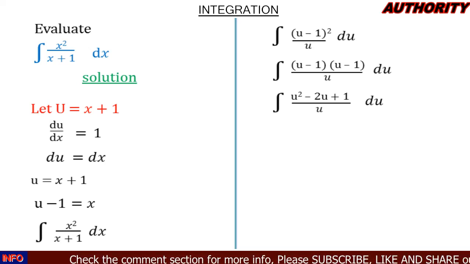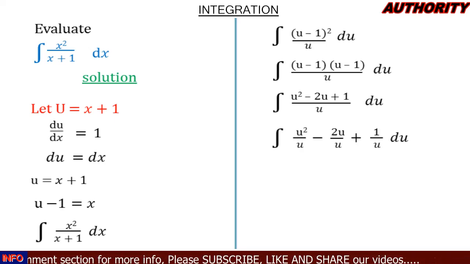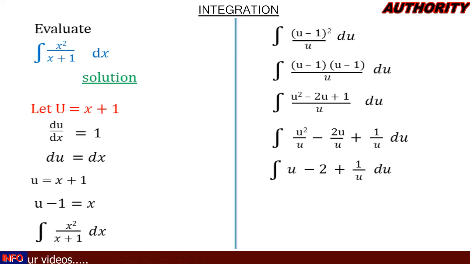Splitting it into 3 is the same thing as saying u squared all over u, minus 2u all over u, plus 1 all over u du. Because if you combine these 3 together, it will give you the same expression as above. Now let's go. When you say u squared all over u, we cancel one u. That means u squared divided by u will give you u, right? Good. And minus 2u divided by u, we cancel u, and then we have minus 2, and then we have 1 all over u du.